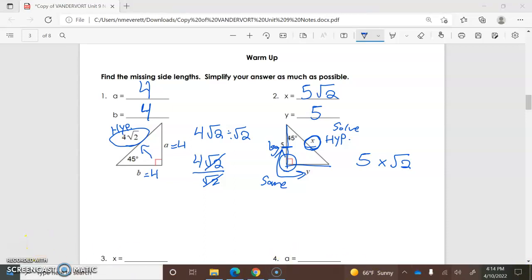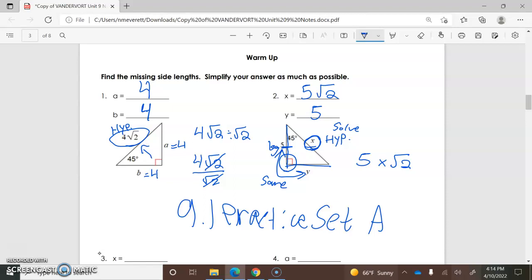When it comes to the 9.1 notes, there will be a 9.1 practice set A that I will have already assigned by the time you get to class, so you can just go ahead and work on that. And remember, I'm going to say probably a 5 question learning check on Wednesday, because I'll be gone tomorrow as well, and I'll be back on Wednesday. It'll give us a chance to review some of this stuff.